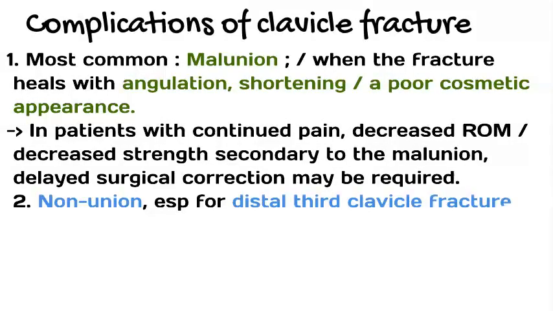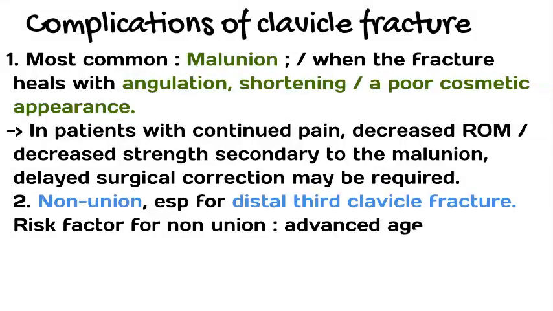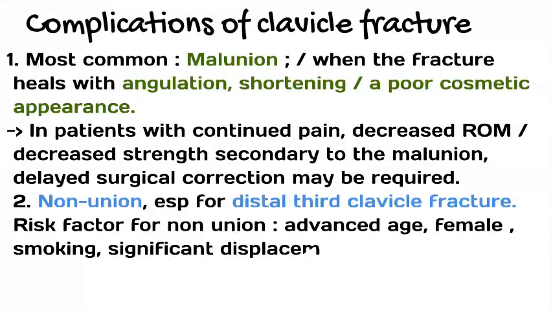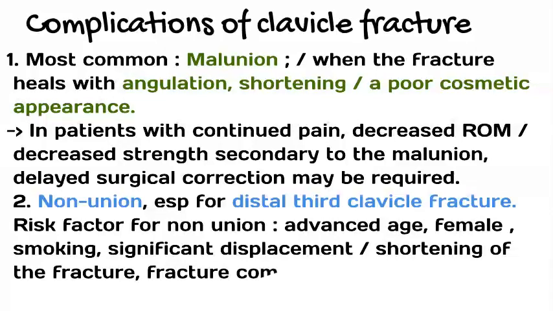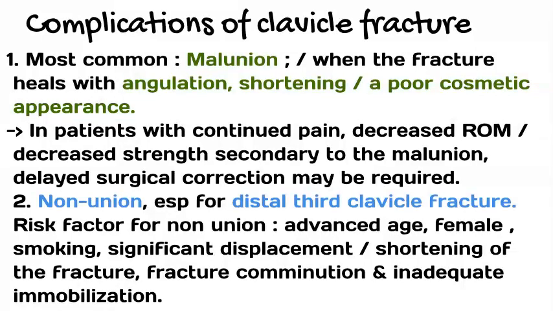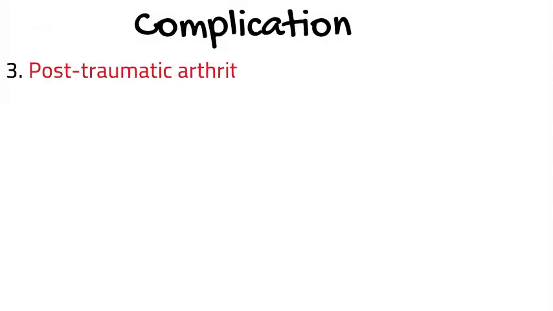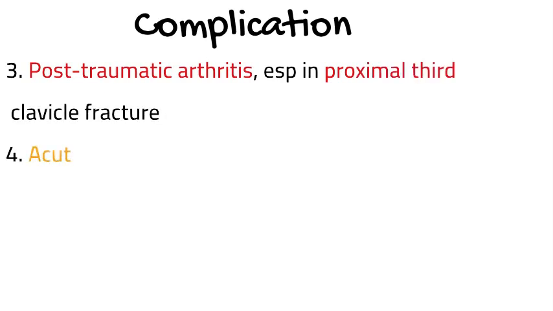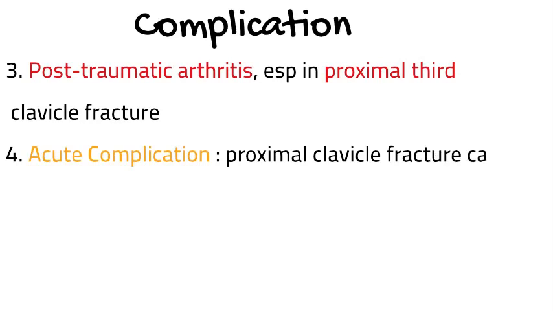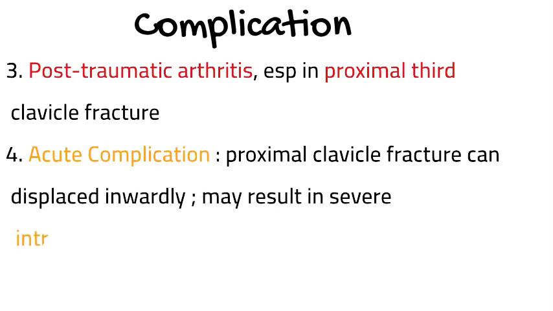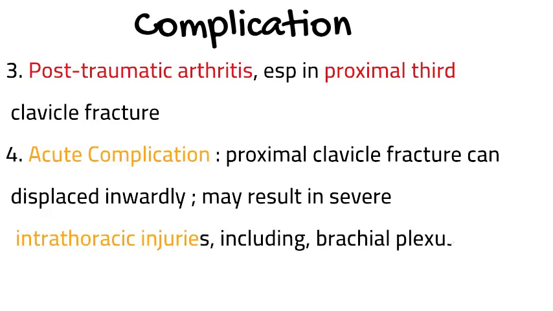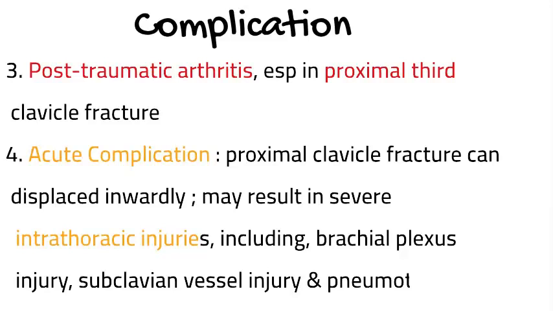Number 2, non-union, especially for displaced clavicle fracture. Risks for non-union: advanced age, female, smoking, significant displacement or shortening of the fracture, fracture comminution, and inadequate immobilization. Number 3, post-traumatic arthritis, especially in proximal third clavicle fracture. Number 4, acute complication. Proximal clavicle fracture can displace inwardly, which may result in severe intrathoracic injuries, including brachial plexus injury, subclavian vessel injury, and pneumothorax.